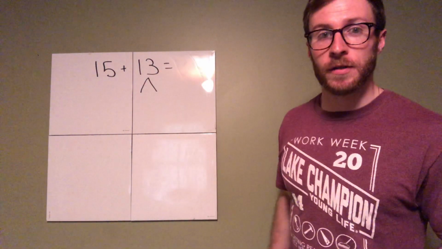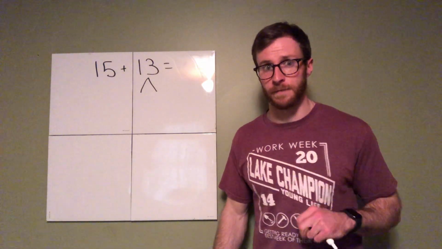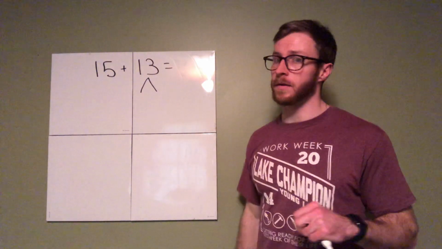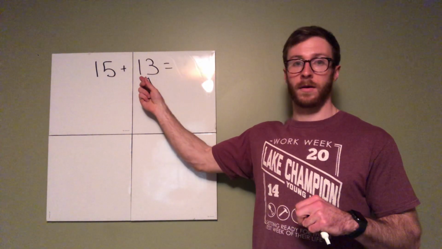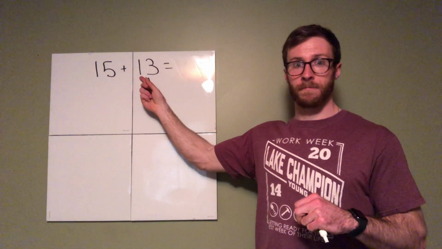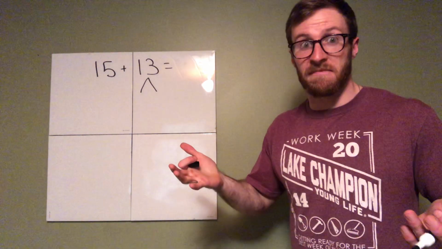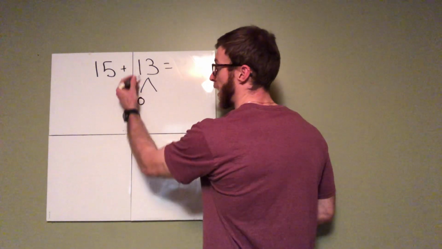So now I want to split 13 up. What do you think I'm going to split 13 up into? What two numbers? I want to split it up into its tens and ones. So what do you think goes down here? How many tens does it have? 1. So if we have 1 ten, how many ones is that? 10. That's why it's called a 10. So we have 10 right there.